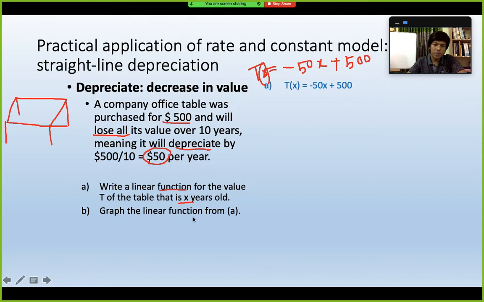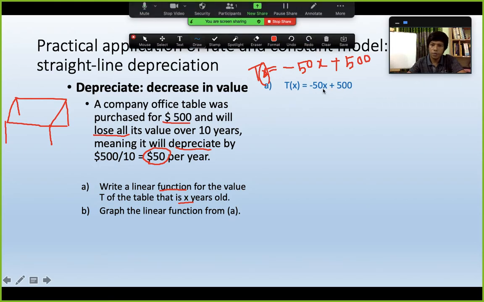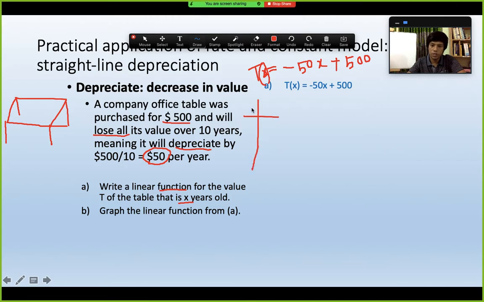Now graph this function from A. This is the function. How can you graph it? For graphing, we have to put some x value, then we will get some y value. Suppose x, then t of x. So if you put x equals 0, your y value is 500. And then if you put y equal to 0, you can check what your x value is. That also you can check.